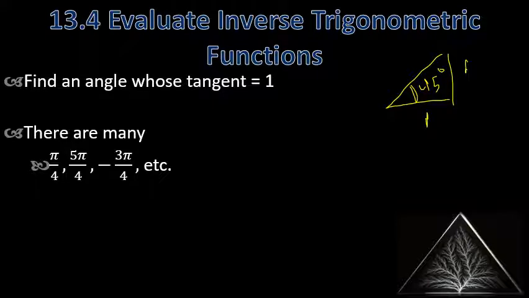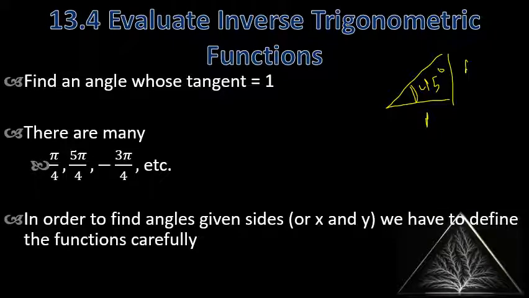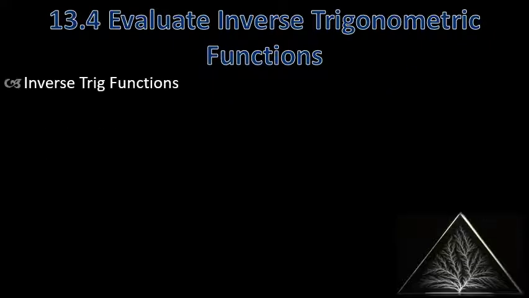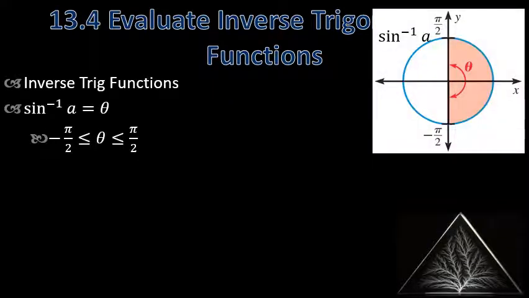Or it could be 5 pi over 4. Or it could be negative 3 pi over 4. There's a lot of different possibilities. In order to find angles given sides, we have to define the functions carefully so that we have only one output. Inverse trigonometric functions. Inverse sine of A, the ratio of the sides, equals our angle.